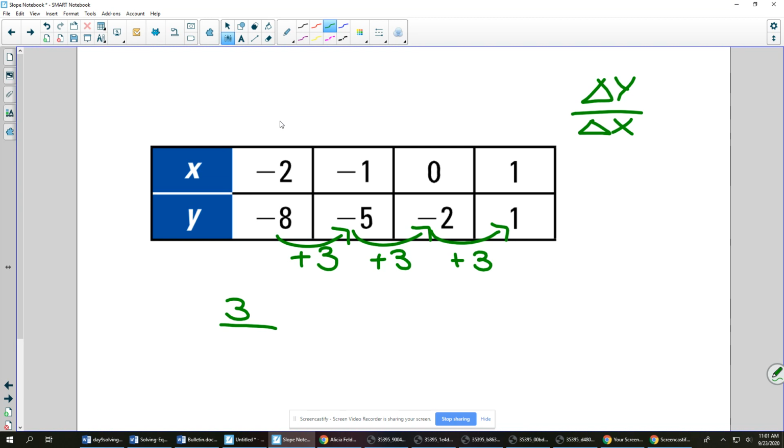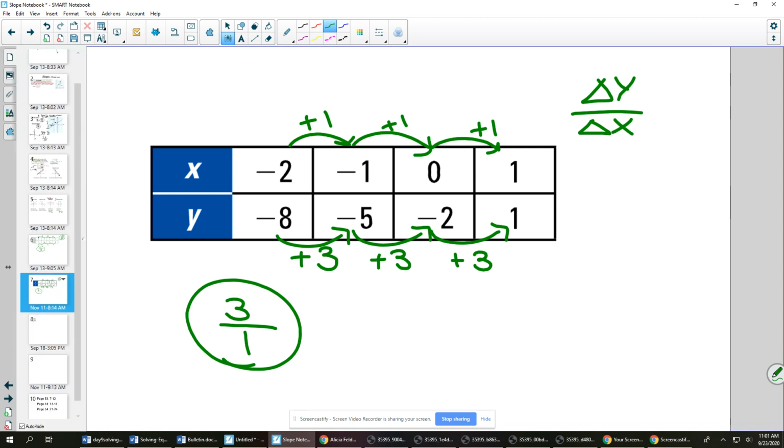Then I'm going to do the same thing to my x. How do I get from negative 2 to negative 1? I add 1. Right here I'm adding 1. And right here I'm adding 1. Since that difference is 1, 3 over 1 would be the slope from the data table.